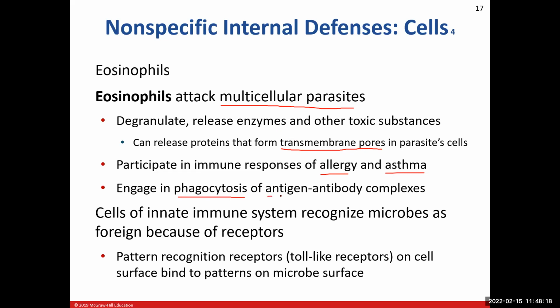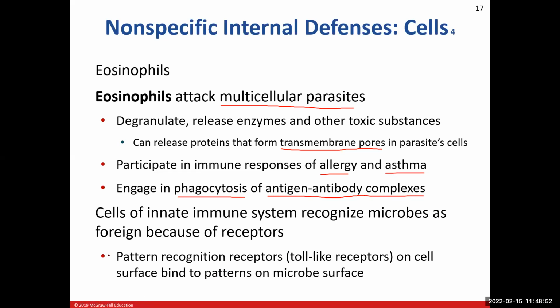We will also see these cells undergo phagocytosis. We'll talk about what the antigen-antibody complex is. But basically, that's when an antibody gloms onto an antigen, and so they go around and clean up that mess. Okay, so when we are talking about eosinophils, keep in mind, immune responses for allergic reactions and asthma or infections of multicellular parasites.